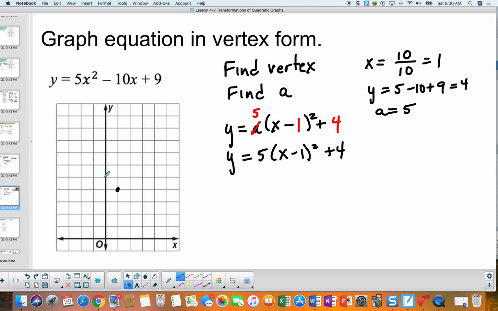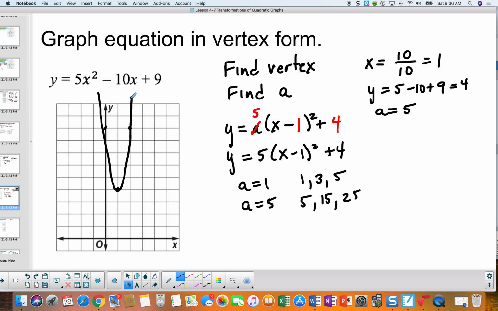I know the parabola is going up like this. If a were equal to 1, my pattern would be 1, 3, 5, but my a is equal to 5, so I have to multiply all these by 5. And so when I move over 1, I'm going to go up 5. 1, 2, 3, 4, 5. So it's a stretching: over 1, up 5. And that's going to be enough since I've run out of graph to be able to graph my parabola.